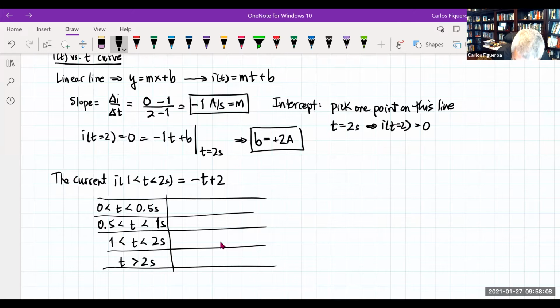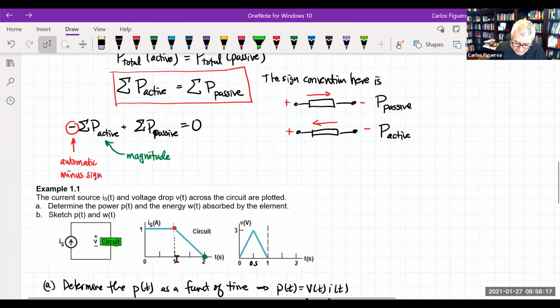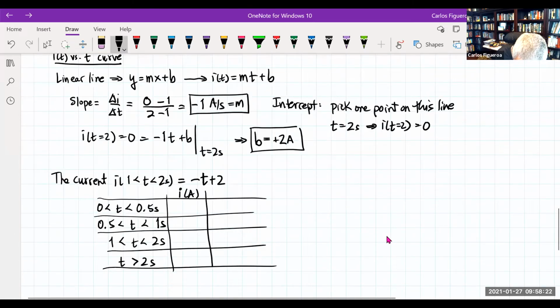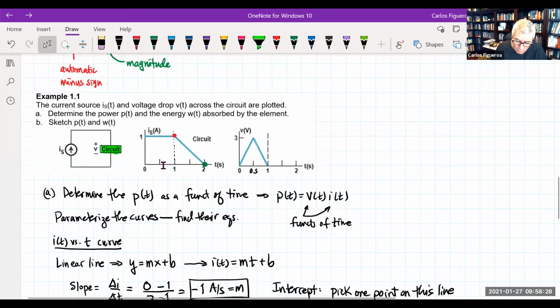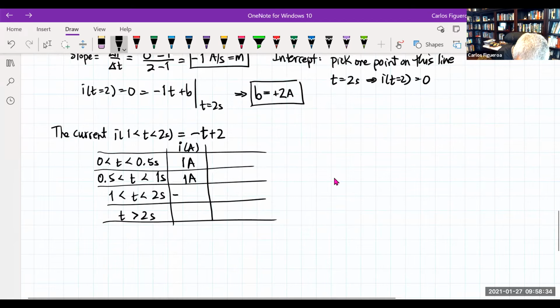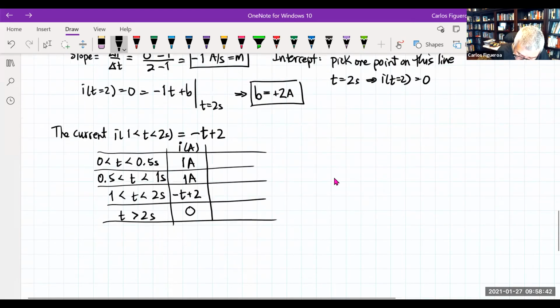And so if I do that, if I look at my current, well, I know that the current between 1 and 2 seconds has to be 1 amp. So I'm going to come over here and go, okay, so this is going to be 1 amp, 1 amp. And then between 1 and 2, we've already defined our equation, and that equation should be minus t plus 2. And then after that, we could see that the current goes to, looks like it's 0. So I've now done that. Of course I could go in and do the same thing for the voltage line.